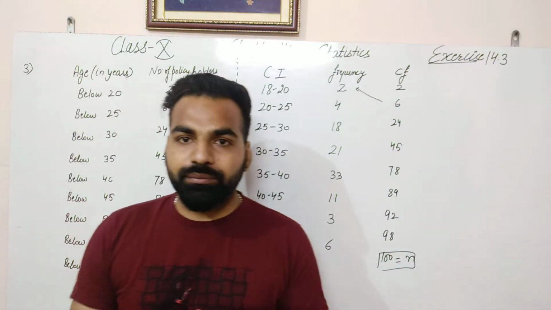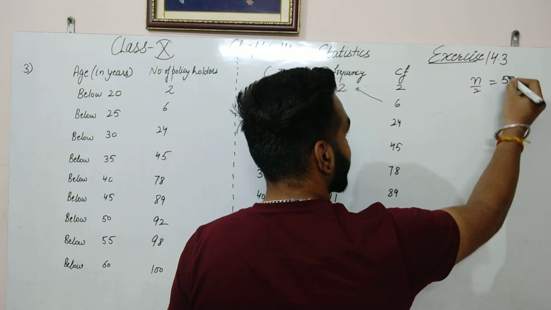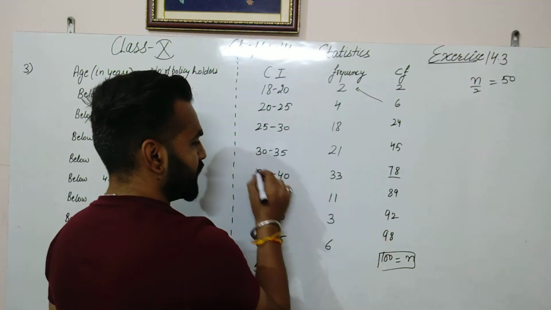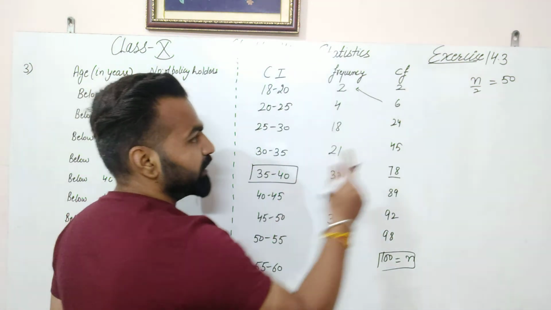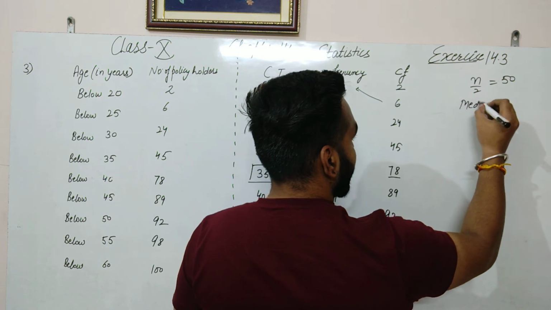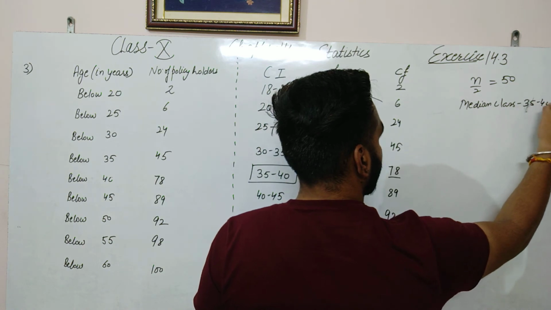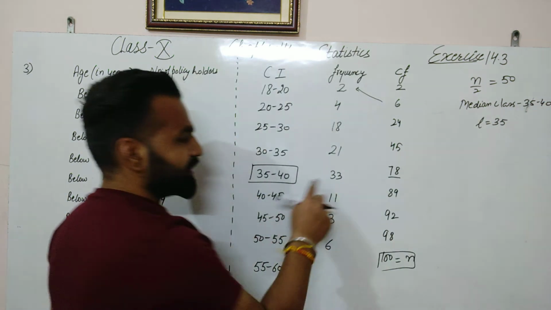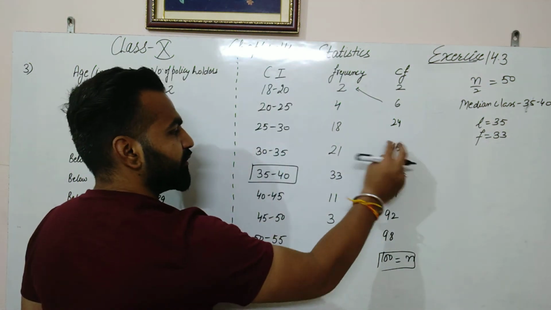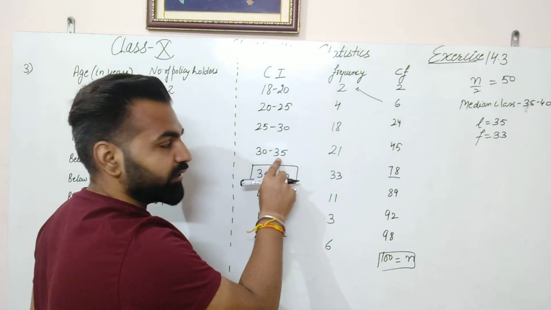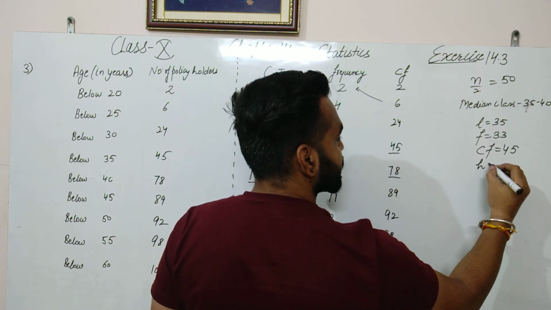Now we can calculate the median easily. So first of all, check the value of n by 2. n by 2 is 50. So according to 50, this class, that is 35 to 40, has a CF greater than 50 and closest to 50. So the median class will be 35 to 40. So L will be 35. The frequency of the median class is F. F is 33. The previous CF of this class, the previous interval, this will be the CF. CF is 45. And h is 5 here.